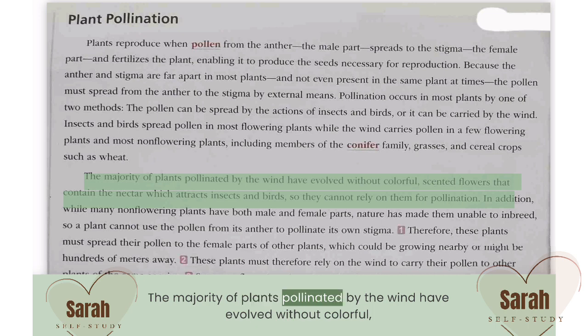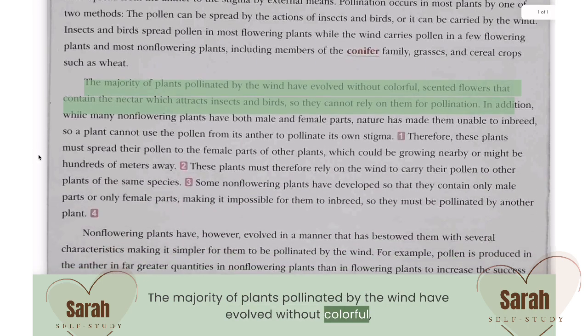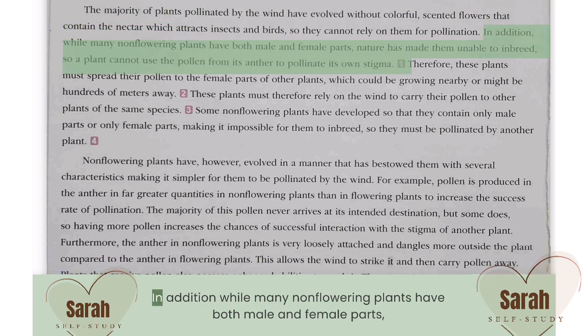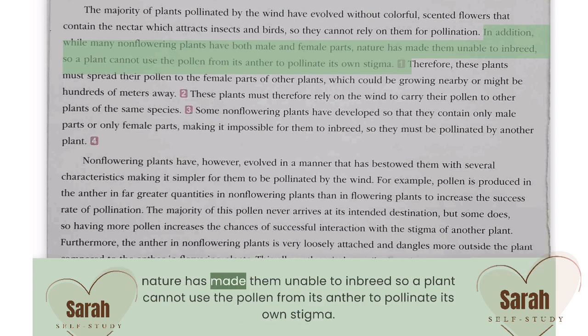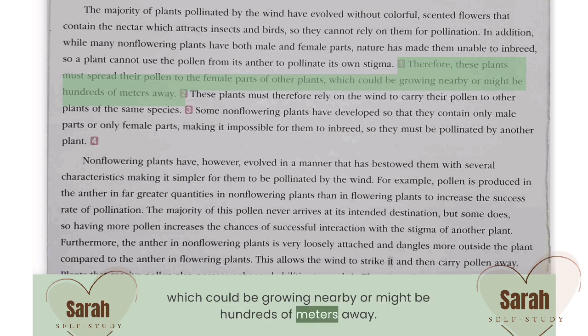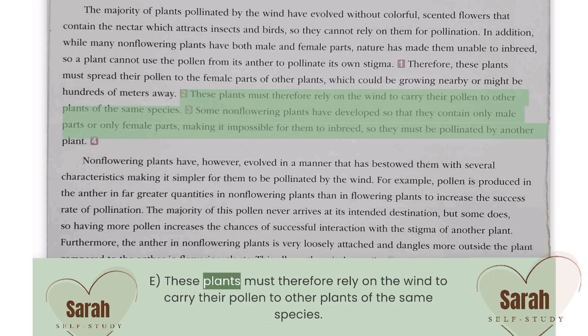The majority of plants pollinated by the wind have evolved without colorful, scented flowers that contain the nectar which attracts insects and birds, so they cannot rely on them for pollination. In addition, while many non-flowering plants have both male and female parts, nature has made them unable to inbreed, so a plant cannot use the pollen from its anther to pollinate its own stigma. Therefore, these plants must spread their pollen to the female parts of other plants, which could be growing nearby or might be hundreds of meters away. These plants must therefore rely on the wind to carry their pollen to other plants of the same species.